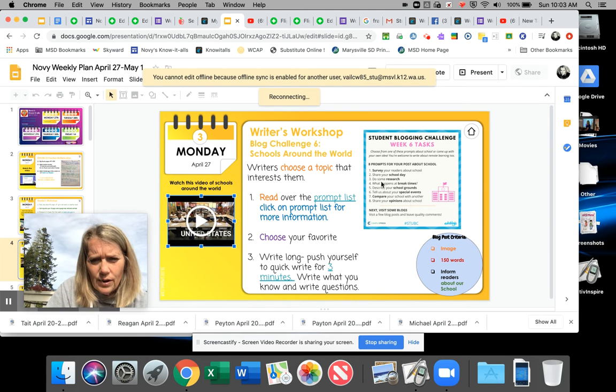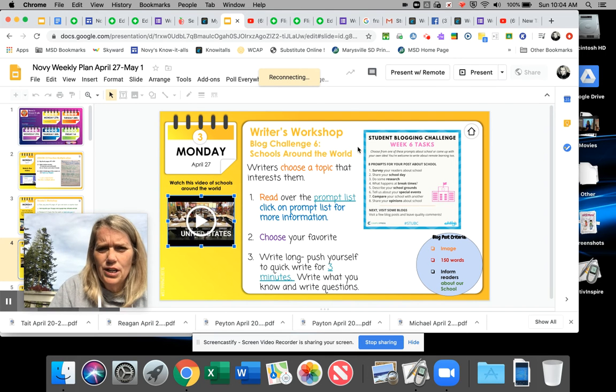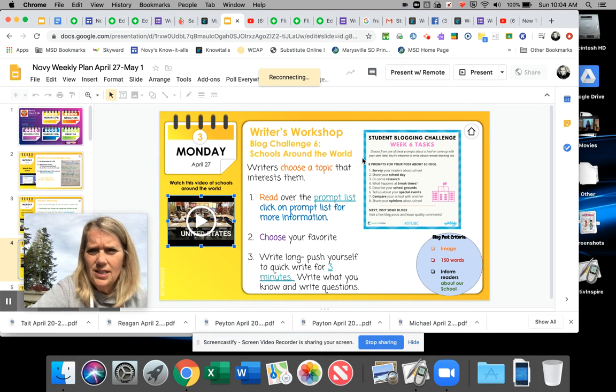So these are all different blog post ideas. You don't need to do all of this. Choose one of these that sounds interesting to you. Number 6, tell us about special events at your school. Compare your school with another and share your opinions about school in general. All right, so you want to choose something that will be interesting to you.